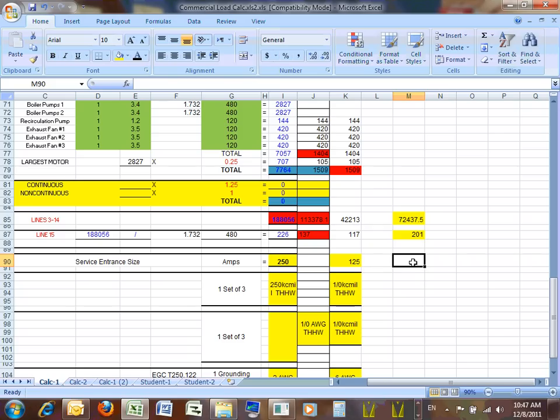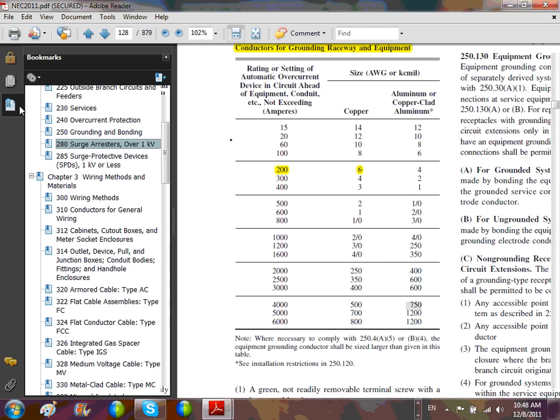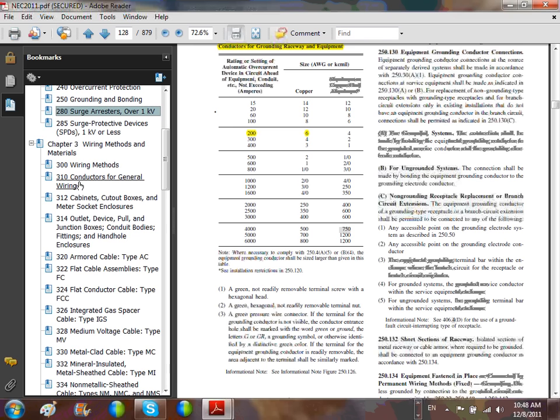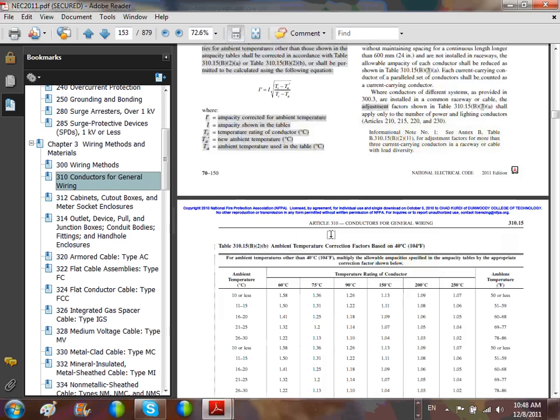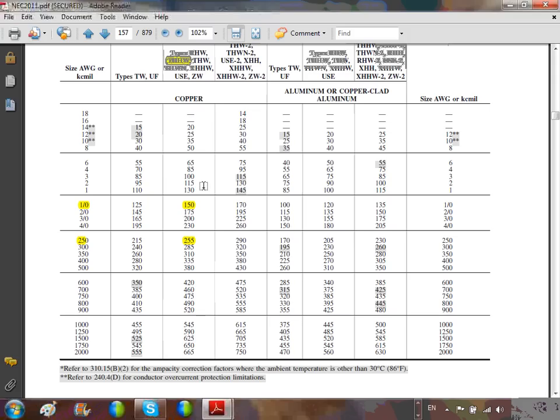What's the next standard panel? 225. If you don't know, you're going to go to 250.66. So this is 225. For 225, what's the size? And by the way, the neutral is going to be the same. With the neutral, we can do some derating here, but we're not. So if we go to 310.16, all the way to 310.15(B)(16), 225 up to here, okay, 225 is giving me what?